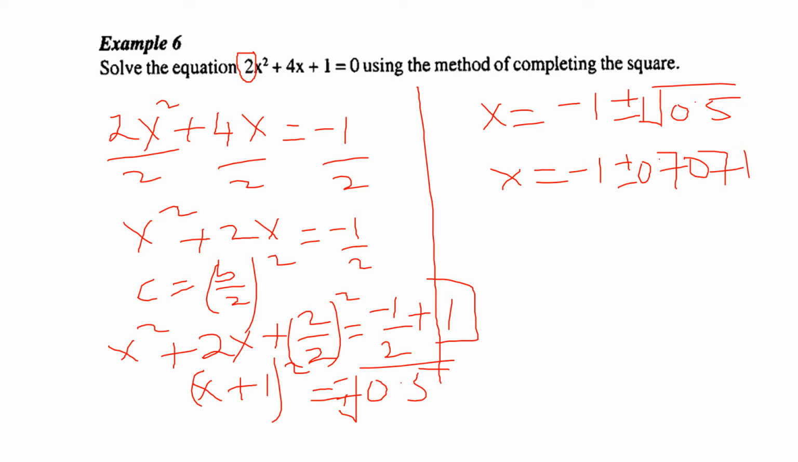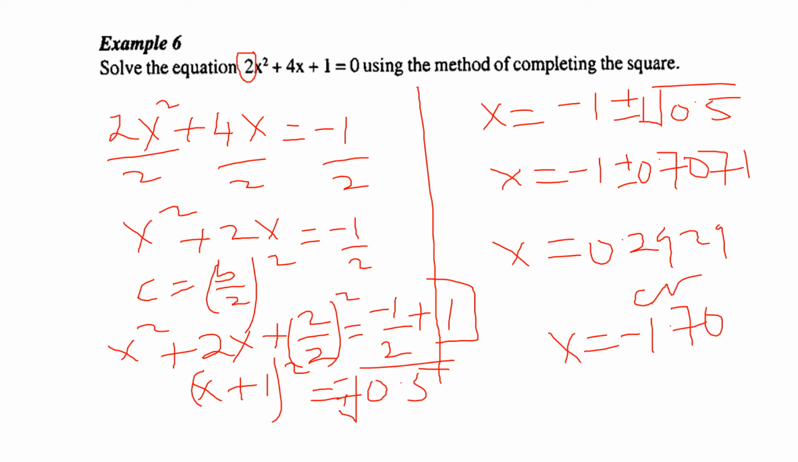If you take it to be positive, the value of x can be either, if you take this one to be negative 1, then plus that, you get the answer being either 0.2929, or you get the value of x being negative 1.7071. So that is how you can use the completing square method in case where we are given the coefficient of x squared not being 1.